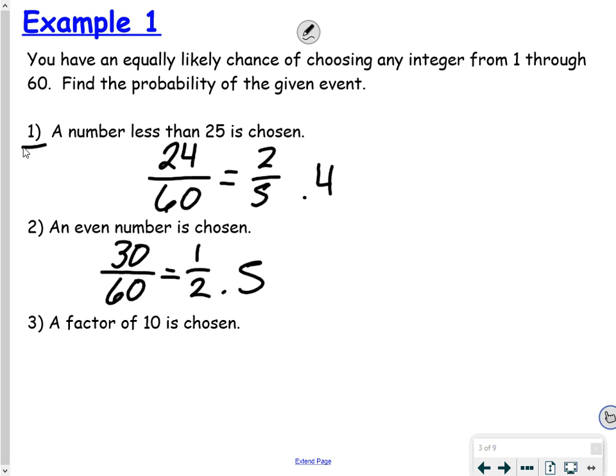All right, in example 3, or part 3 here, the probability that we have a factor of 10 being chosen. All right, that would be all the factors of 10 that we have out of the total amount of outcomes. Factors of 10 would be 10, 20, 30, 40, 50, and 60. So that's 6 outcomes out of a total of 60. So that'd be 1/10, 0.1, or 10%.